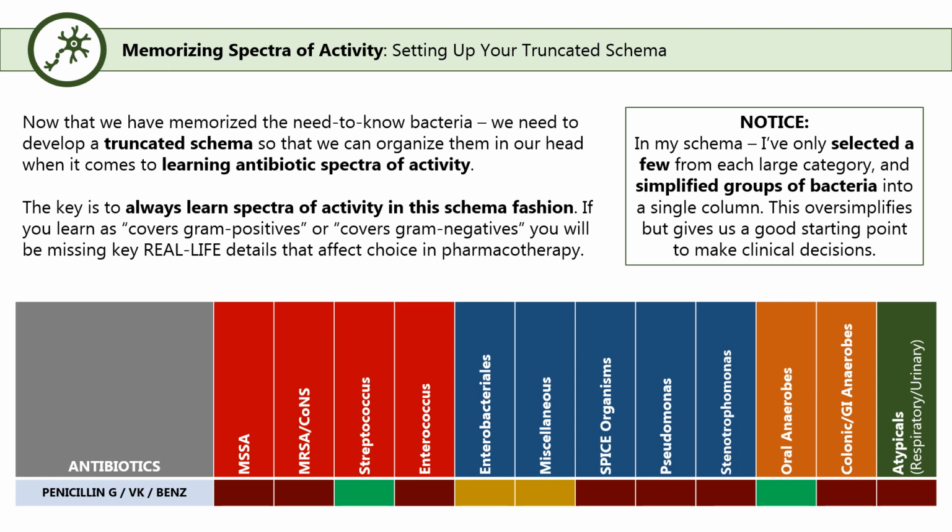Now that we know our antibiotic classes, we can now place them into our truncated bacteriology schema we made in Module 1 and discuss their spectra of activity and the differences between individual agents. As previously stated, always learning spectra of activity in this fashion will reinforce our basic knowledge of the most common pathogens, but also prevent error from oversimplification in memorizing trends instead of specifics.